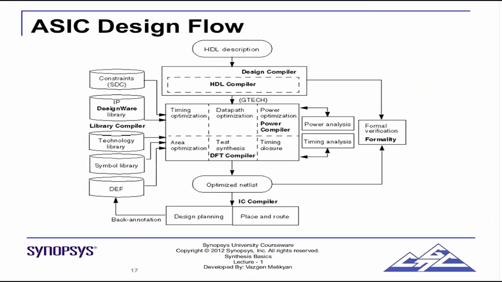Now let's see where Design Compiler fits in an ASIC design flow. The ASIC design flow is something like this. Obviously, we start with an architecture. The architecture will tell the scope and the problem description. For example, let's say we want to design an 8-bit RISC processor. This is the problem statement.